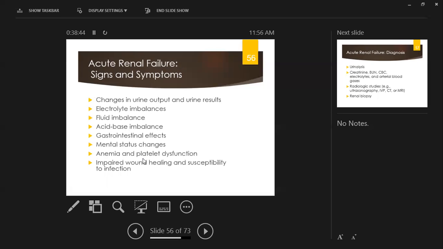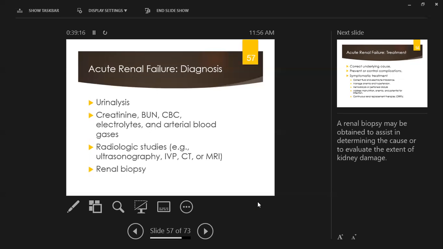Signs and symptoms: changes in urine output and urinalysis results may indicate acute renal failure. Also, we would see increased BUN or creat. There may be electrolyte imbalances or fluid imbalances where the kidney is not doing its job within the nephron to reabsorb and balance out. Acid-base imbalance may occur as well. We may have GI effects like nausea and vomiting. Mental status changes like confusion, anemia, and platelet dysfunction due to decreased production of erythropoietin. And there may also be impaired wound healing and susceptibility to infection due to acute renal failure.